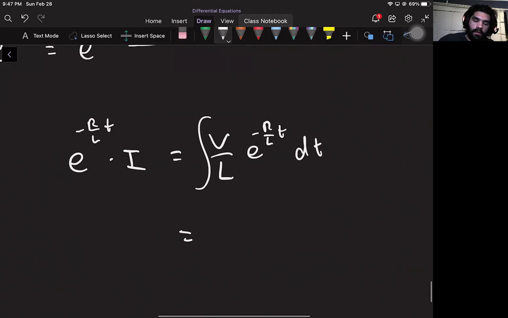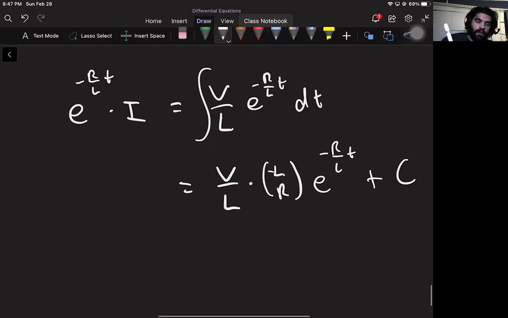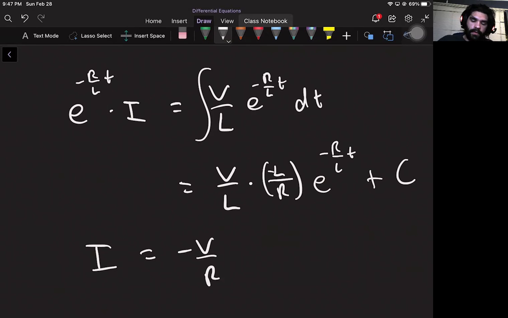And then since everything is a bunch of constants, it's not going to be so bad as it looks. So this becomes, I have to divide by R over L, which becomes L over R. And then this stays the same, plus a constant. And then I can solve for I by dividing by the stuff. And also the L will cancel, so I just get V over R, plus C e to the negative R over L t.